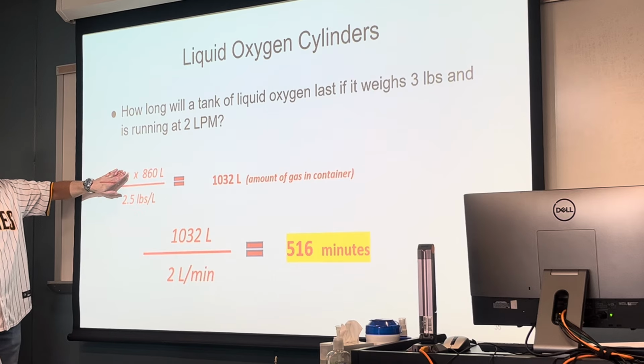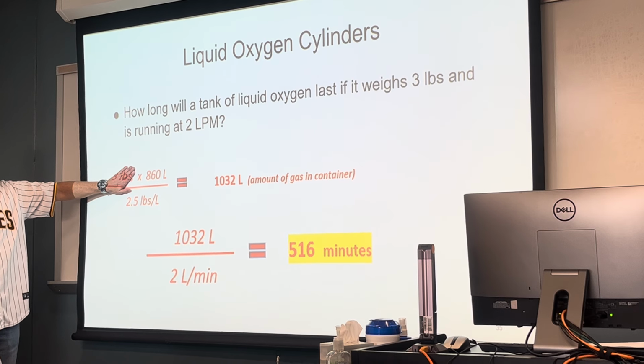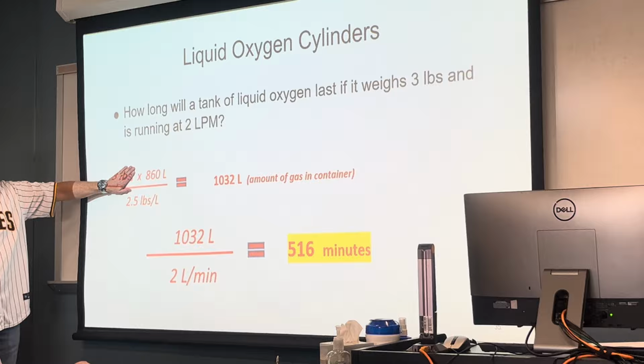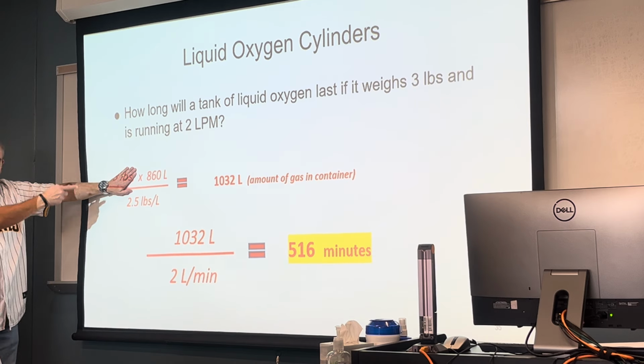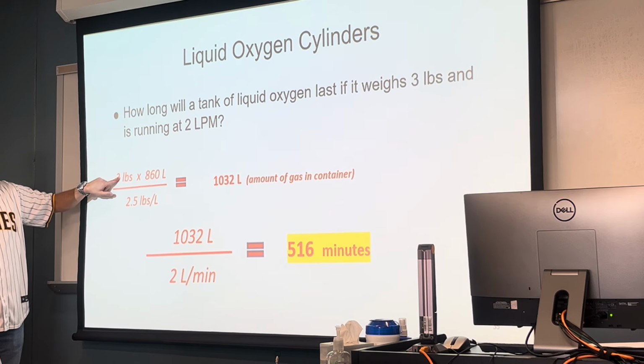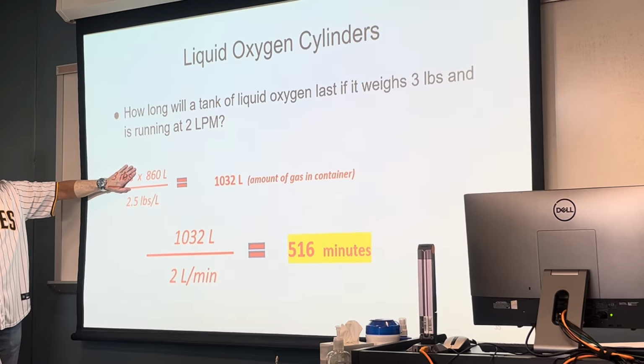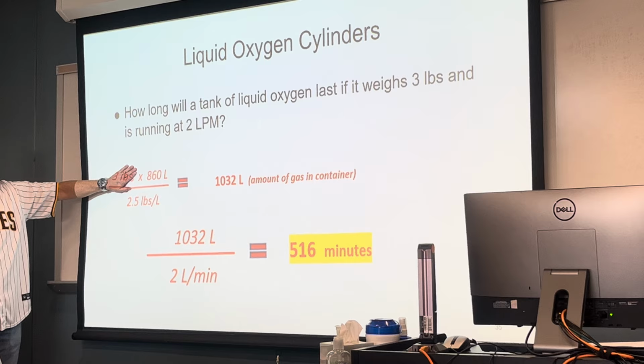Let me get to this part. Since this is a constant, 860 and 2.5 is always part of it. The only thing that's really changing in this part is the pounds, the weight. If you were to take 860 and divide it by 2.5, your number is how much?